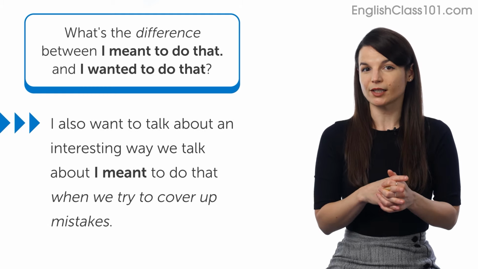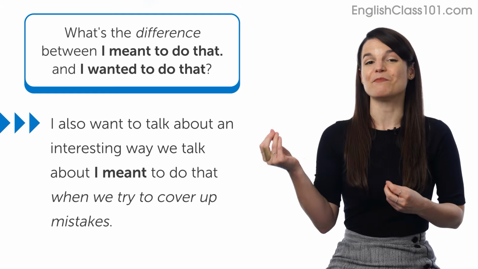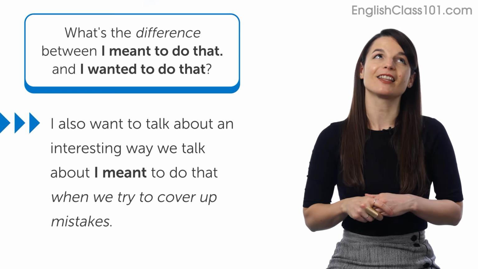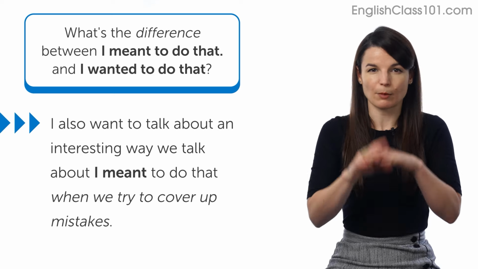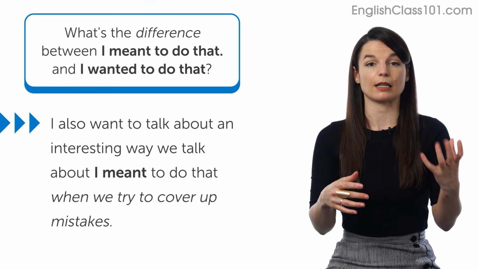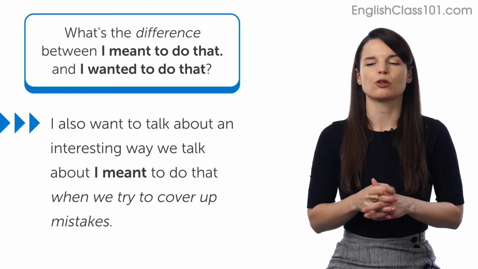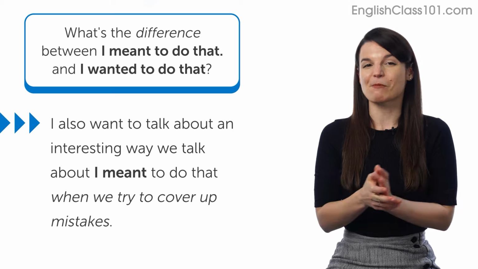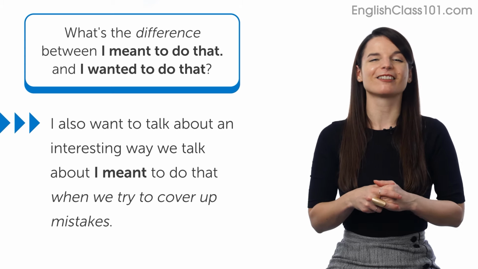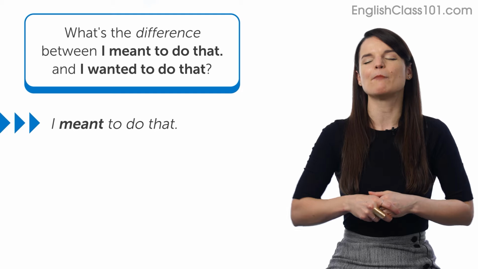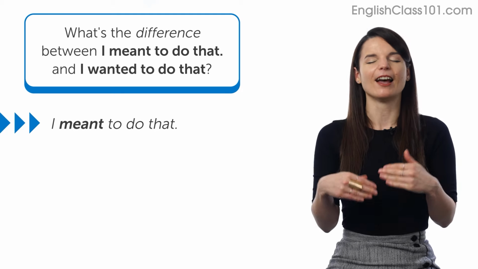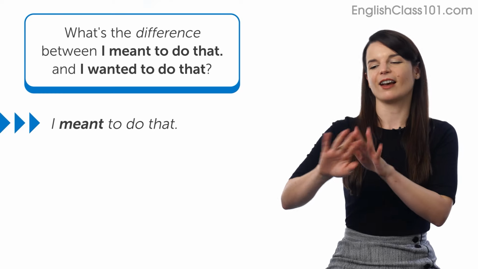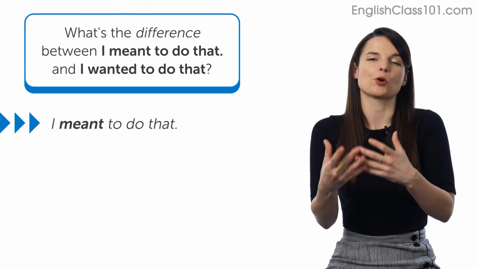So I also want to talk about an interesting way that we use I meant to do that, where we kind of try to cover up mistakes. So for example, let's say you are playing some kind of sport, like, I don't know, skateboarding or skiing or snowboarding or something. And let's say you try to do a trick, but you fall. And so what sometimes people will do is after they fall, they'll say something like this as a joke. They'll say, I meant to do that, which makes it sound like I planned to fall down. This is a very, very like joking way to say, this was all part of my plan, to make it seem cool and to make it funny.